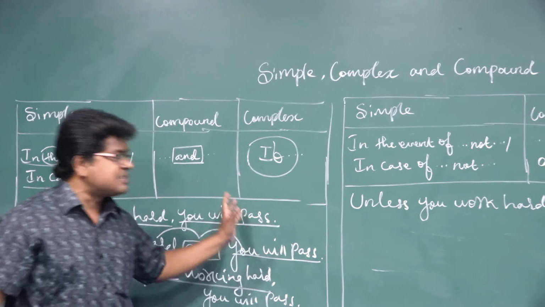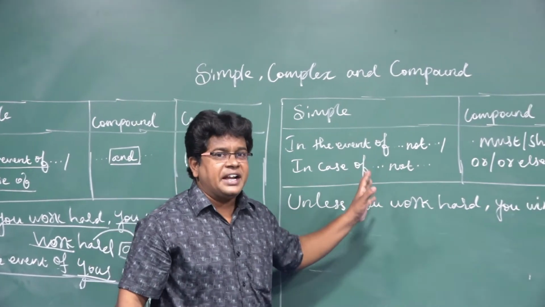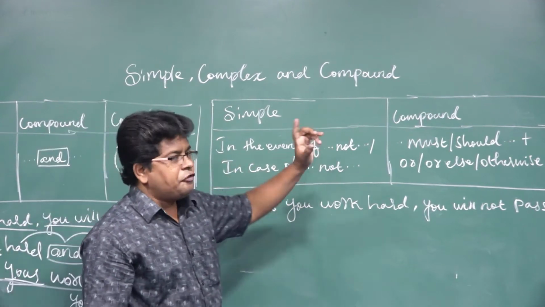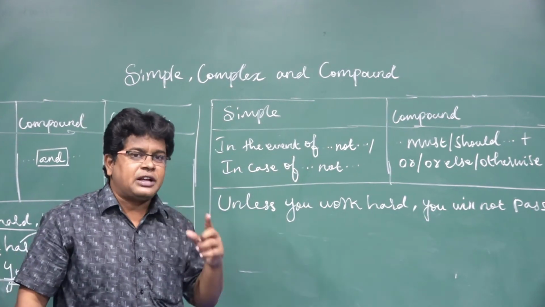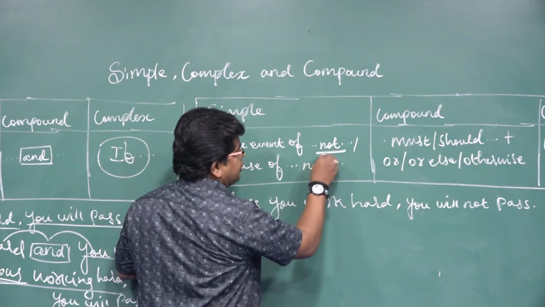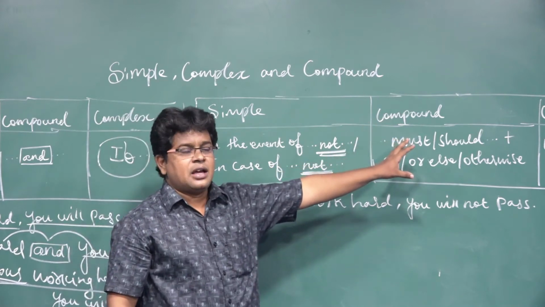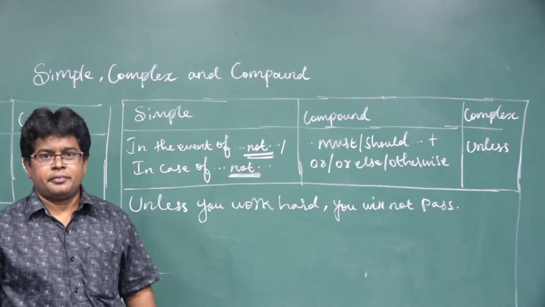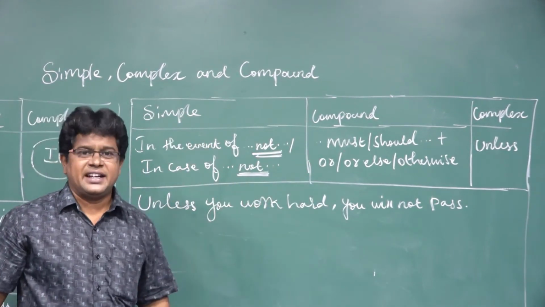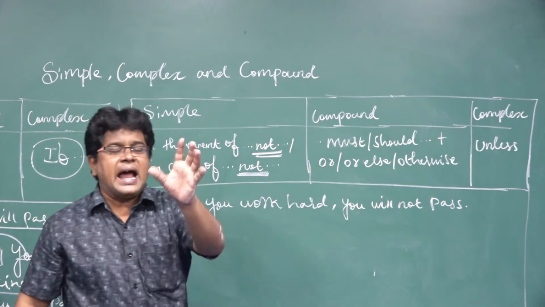Come, let us discuss the same sentence in the next type. This is adverbial clause of condition negative. So in that simple sentence, we are using "in the event of not". There, in the if clause, we have used "in the event of", we have not yet used "not", but here we are using "not". In the event of not or in case of not. In compound sentence, we have to use must or should, plus or else or otherwise. Here in complex sentence I have used unless.